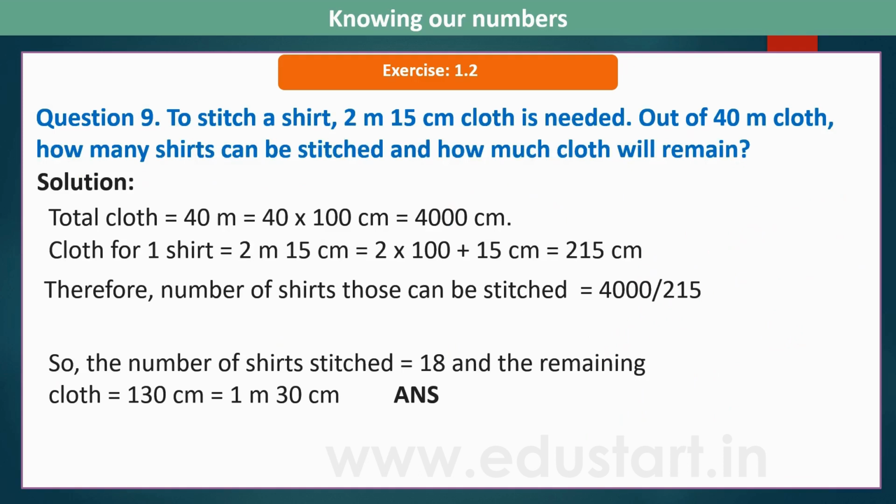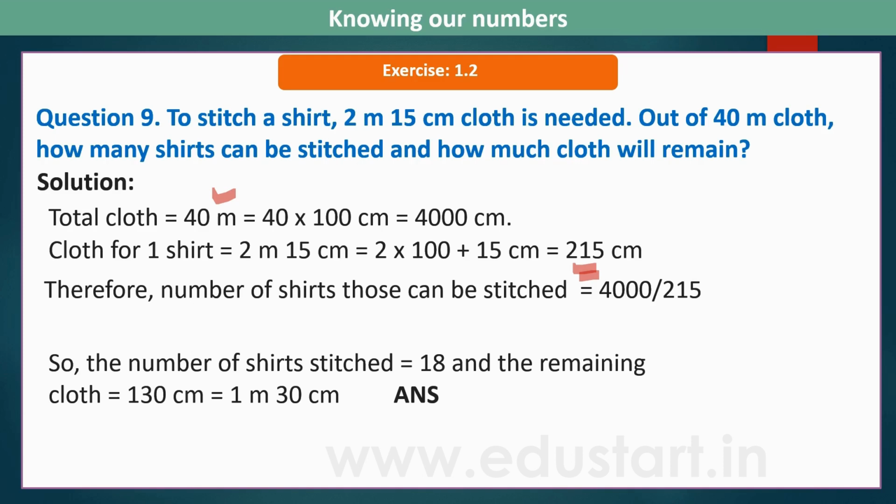To stitch a shirt, 2 meter 15 centimeter cloth is needed. Out of 40 meter cloth, how many shirts can be stitched and how much cloth will remain? So let's see what is the answer. Now 40 meter is equal to 40 into 100, which is 4000 centimeter. Now cloth that is required for one shirt is equal to 2 meter 15 centimeter, which is 215 centimeter. We know 1 meter is equal to 100 centimeters. So first we have converted all the meters into centimeters.